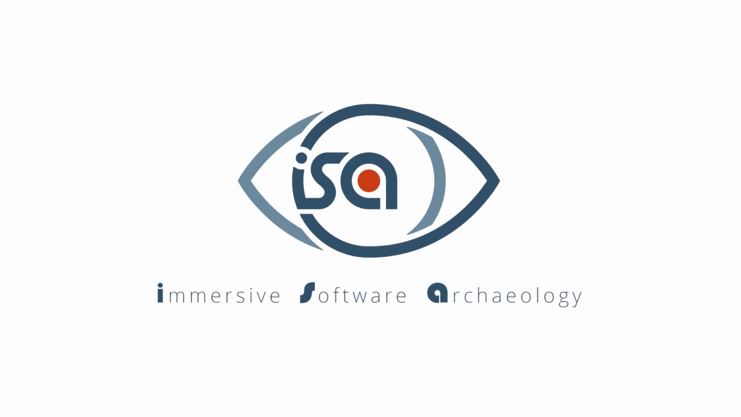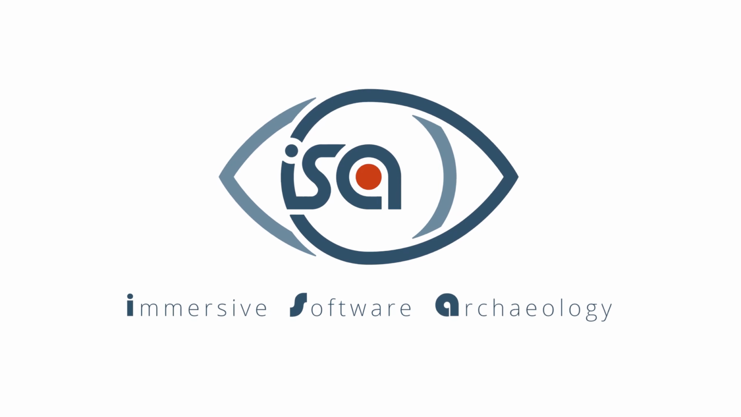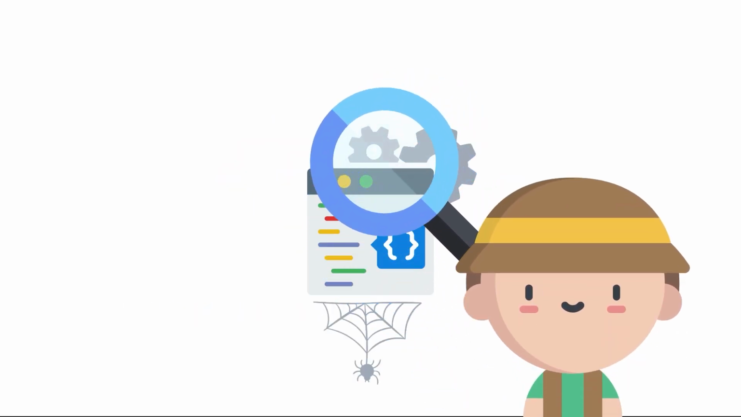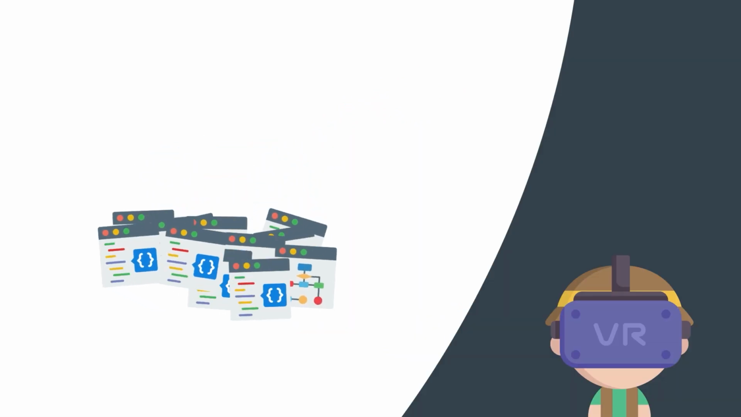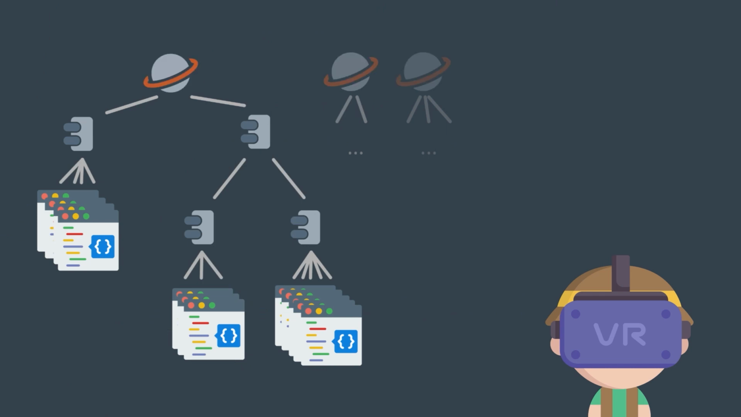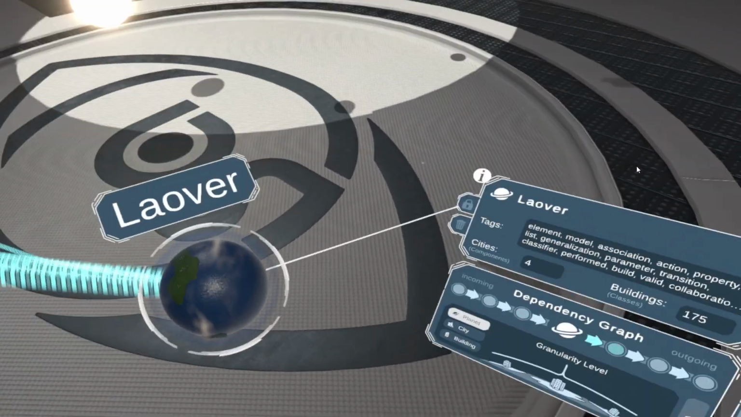In this video, we are going to demonstrate the tool Immersive Software Archaeology, or short, ISAR. The idea of ISAR is to ease the process of comprehending unfamiliar large-scale software systems by first automatically analyzing their source code and, based on that, visualizing them in form of real-world 3D structures, namely a solar system with planets, cities, and buildings that users can then explore in immersive virtual reality.